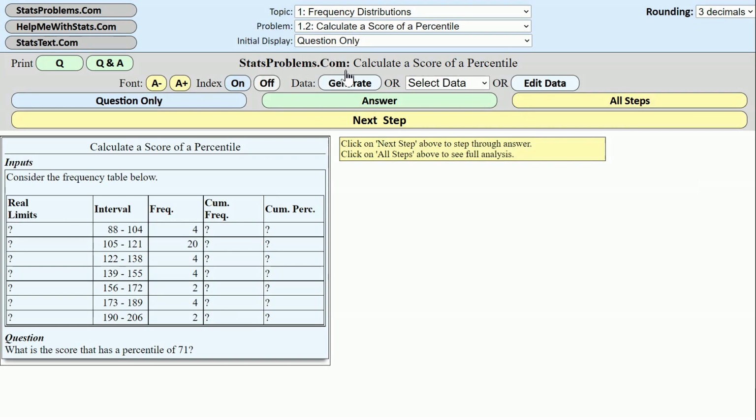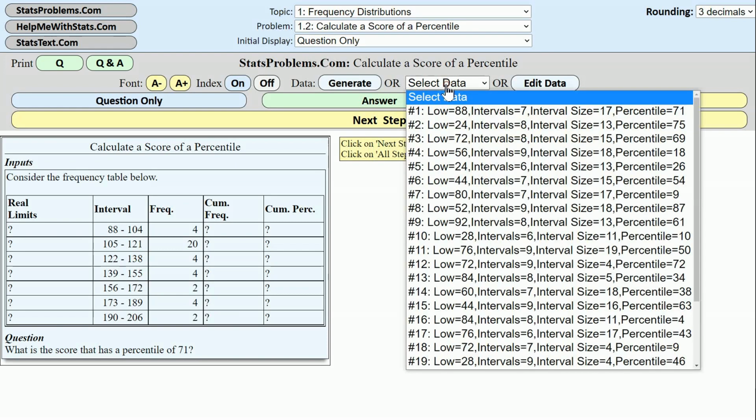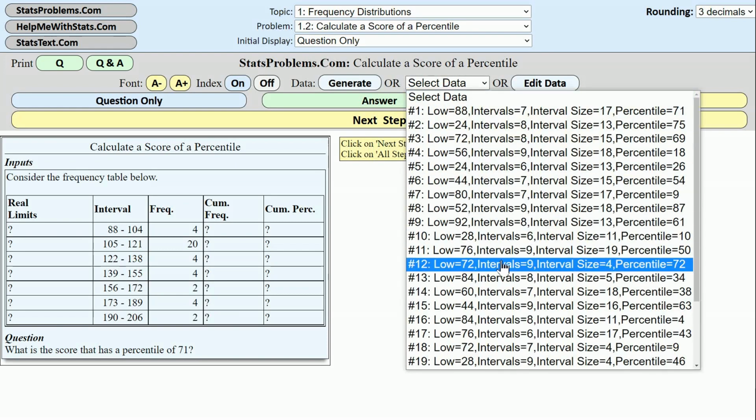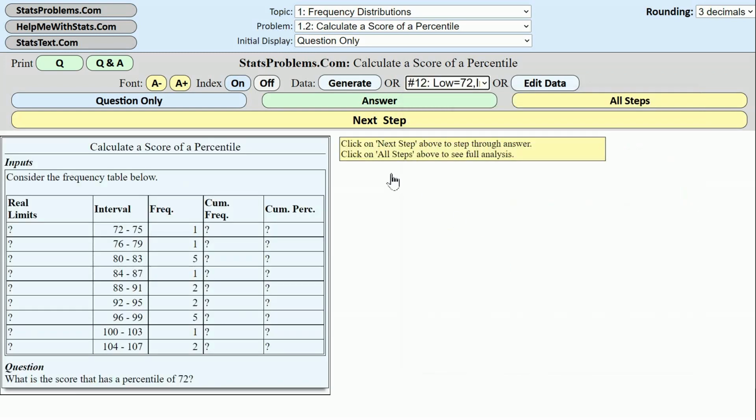Statsproblems.com was used to create this tutorial, which can help us calculate a score from a percentile. Let's begin by selecting one of the 25 example problems. The question appears in the blue box.